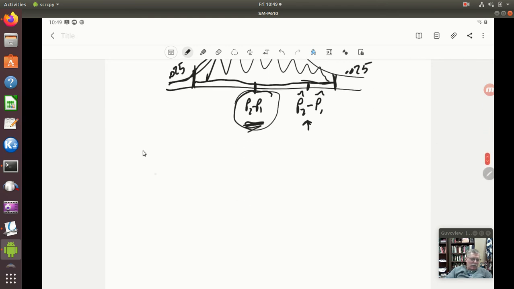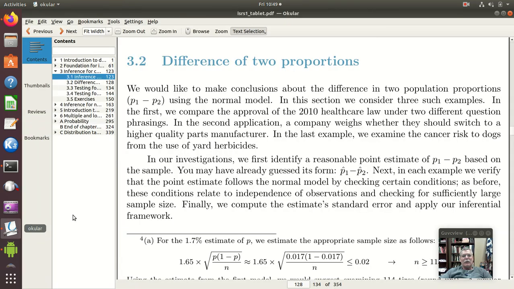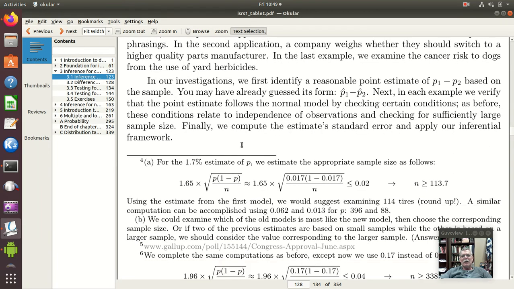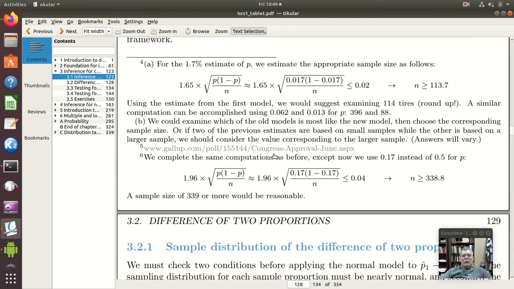Okay, so that's what we want to do again. And so it is our P2 hat minus P1 hat plus or minus 2 standard errors. And so the question is, how do we calculate that standard error? In the textbook, let me switch to the textbook, they actually give us a couple of ways.